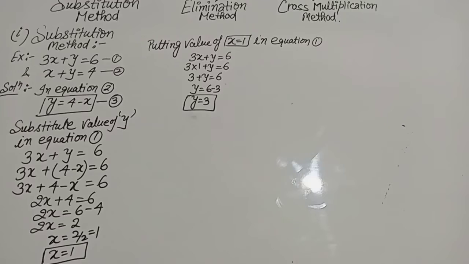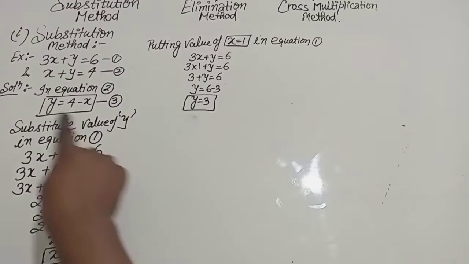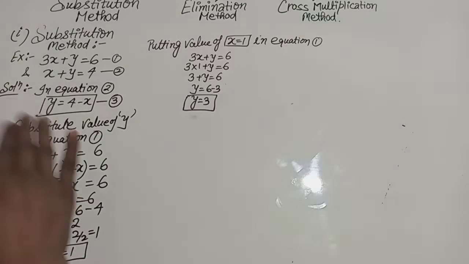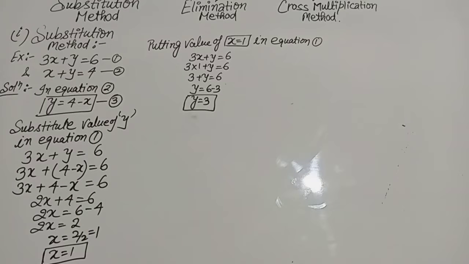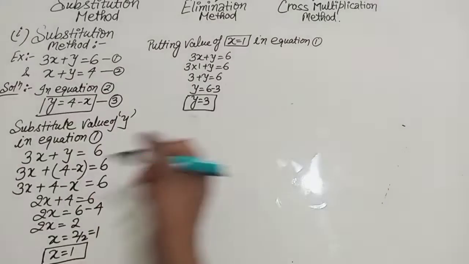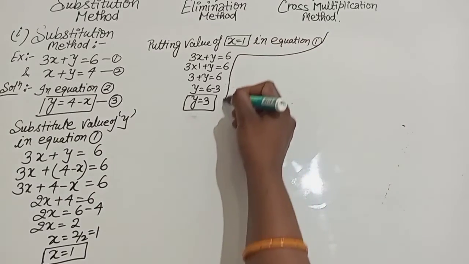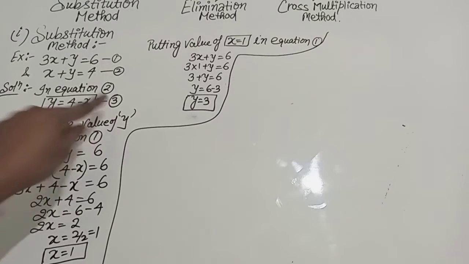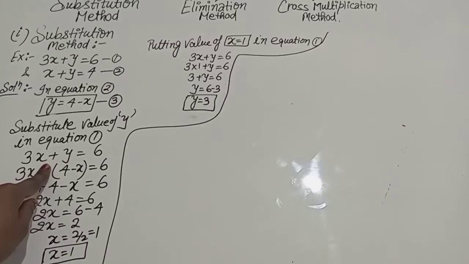It means in equation 2, y is equal to 4 minus x, and you put this value of y in equation 1, where we get the value of x and the value of y. This one is your substitution method. You substitute the value of y in equation 1.